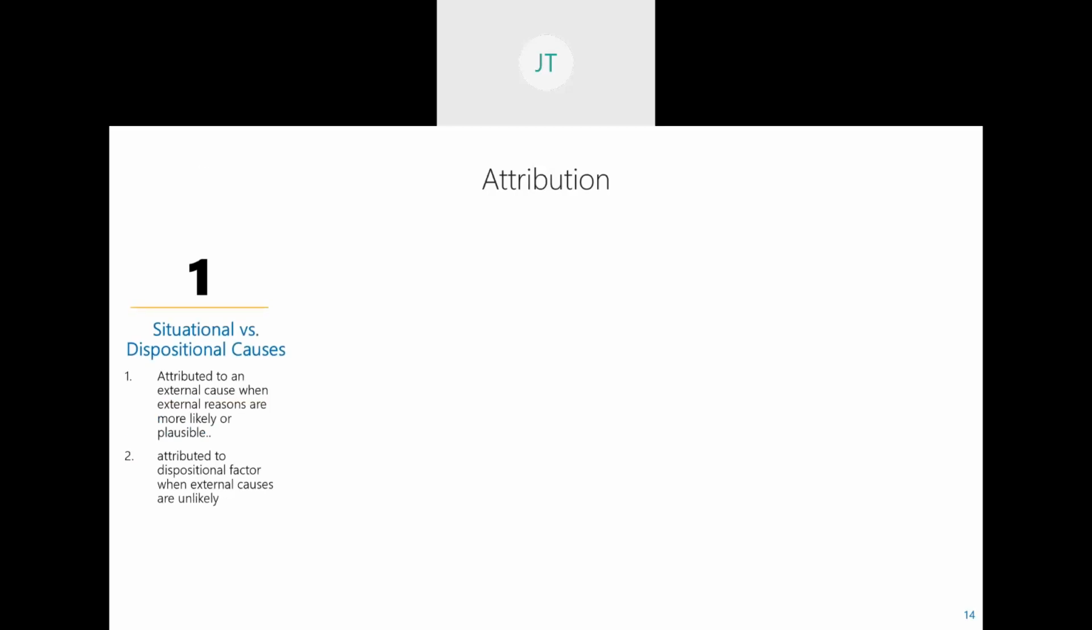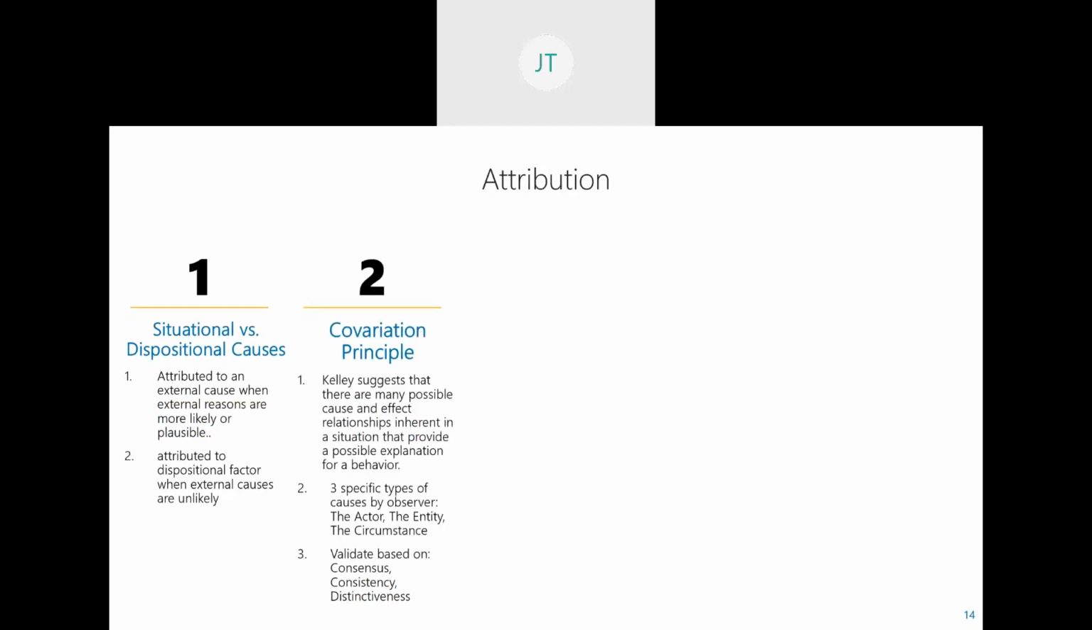So the attribution, right? We have the first one, which is situational versus dispositional causes. Where would you put the cause? Would you say it's a situational cause or a dispositional cause? Again, it's more like internal and external, and we will look at an example of this. This is the first theme of attribution, where we ask, if something happens, where do we put the cause? Do we say it is dispositional or situational? That has its impact. So it's internal versus external.